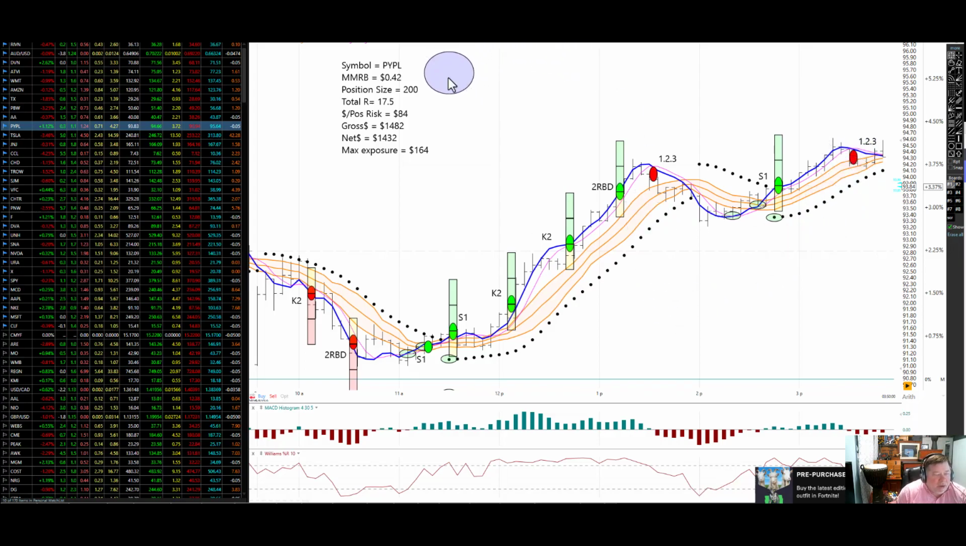So what does all that mean? So the symbol was PayPal. I had a minimum manageable risk box of 42 cents. My position size is 200. I don't like to risk on any one position more than $100. That's a significant number for me, especially when I'm educating people, and I do teach classes every day. So the position size is 200.